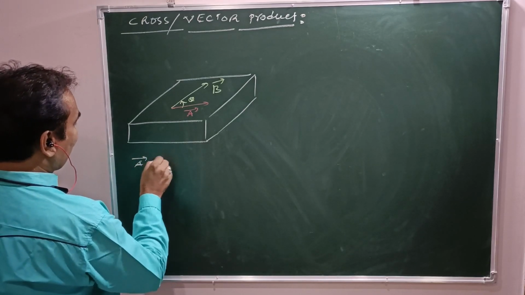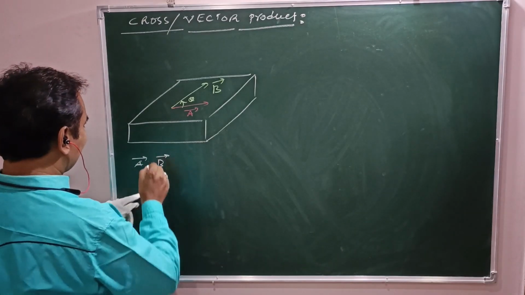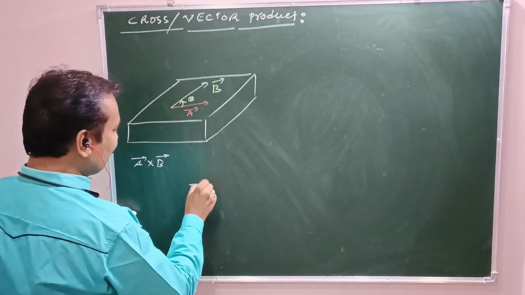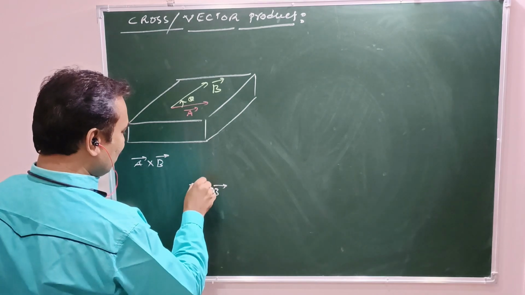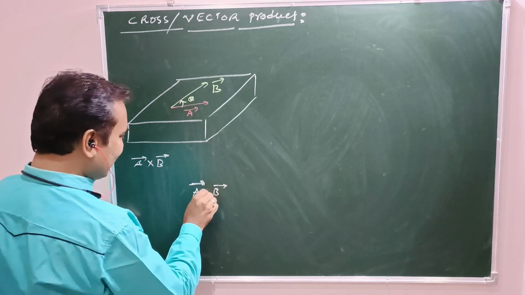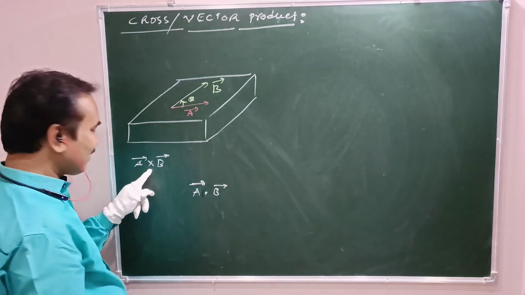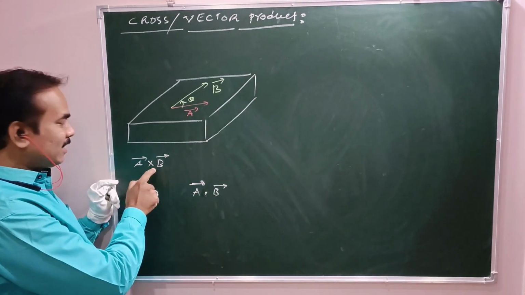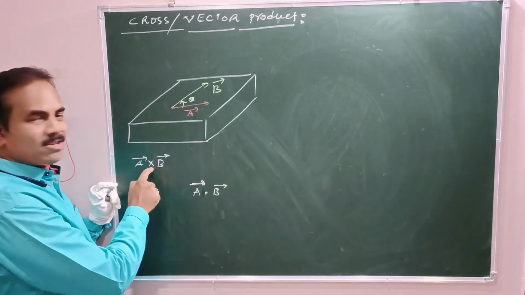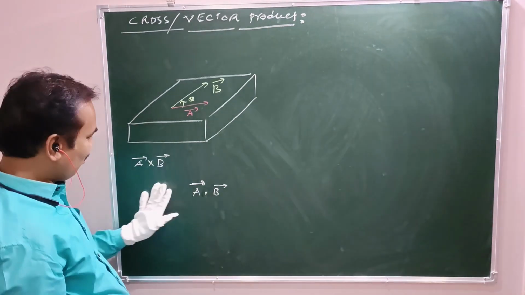A bar cross B bar, see the operation here, cross. In dot product A bar dot B bar, one dot or decimal is placed somewhere in between two vectors, but here it is cross between these two vectors. See the symbol, here it is dot, here it is cross. Both are different, not the same.